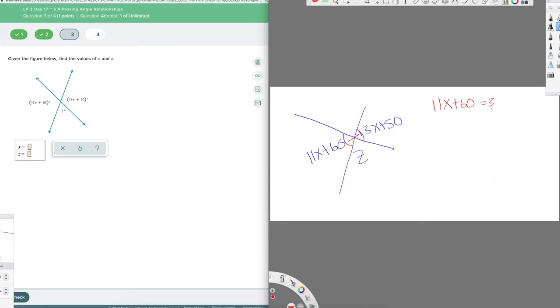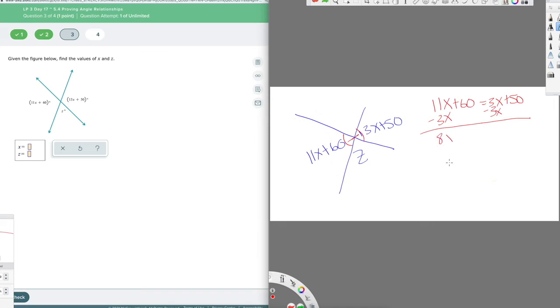So we have these two equal to each other because they're vertical angles. I know that the 11x plus 60 has to be the same thing as 3x plus 50. So now I can solve. I'm going to start bringing the variables together. So that was a positive 3x. I'm going to subtract from both sides. So 11, let's see, what does that give us? 8.